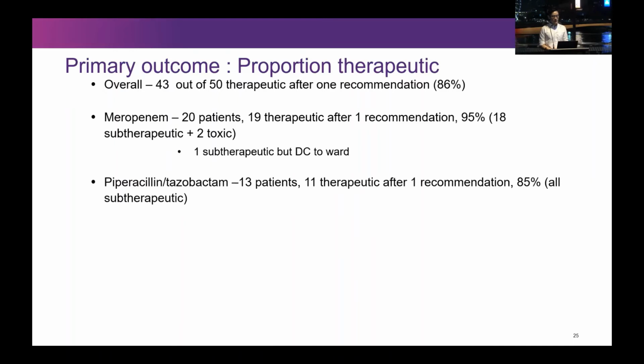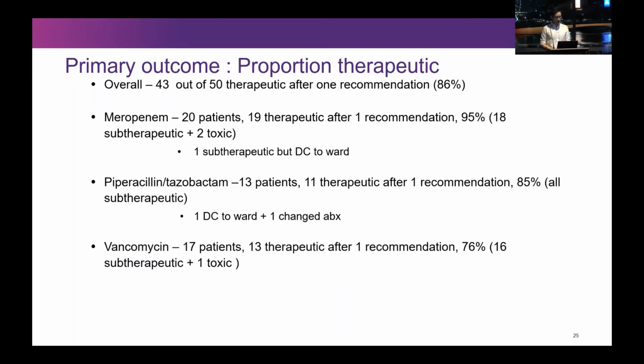When we look specifically at piperacillin tazobactam, we had 13 patients and 11 of them were therapeutic after one dosing recommendation, so 85%, and all of them were initially subtherapeutic. Unfortunately, one of them was actually discharged to the ward before we could repeat the dosing simulations, and the other patient was actually switched to an alternative antibiotic. And lastly, for vancomycin, we had 17 patients. 13 patients were therapeutic after one recommendation, which is equivalent to 76%, and 16 of them were subtherapeutic initially, and one of them was toxic.